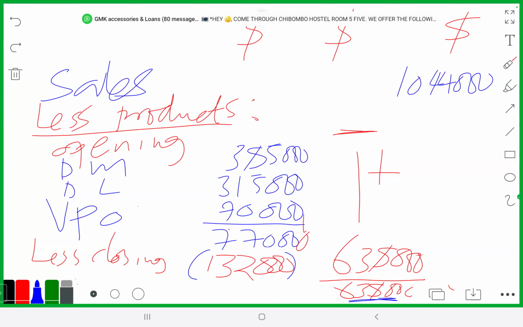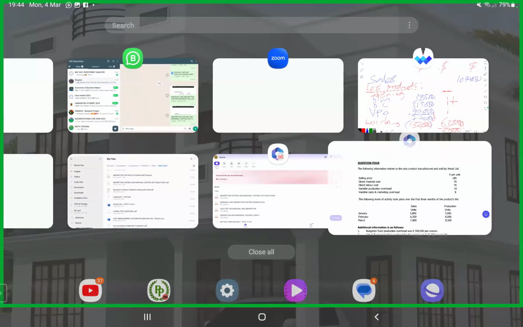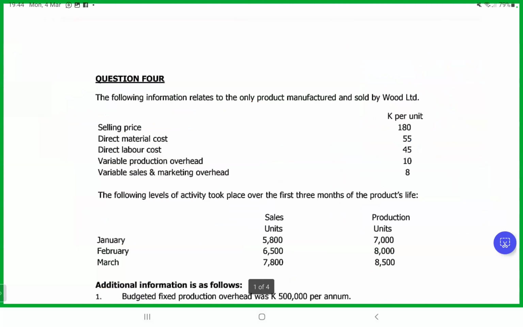Remember, these variable production costs take place in the factory. So there are other variable costs such as the variable sales and marketing. Marketing is not done in the factory. So that's 8. So you have to get that cost and add it. So 8 times the production level, which is 70,000. What does that give us?